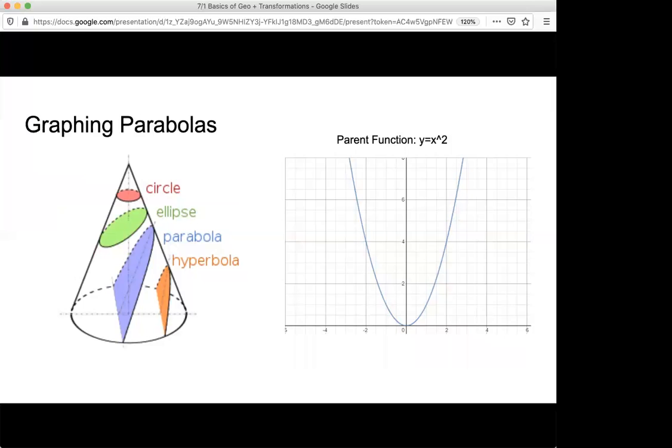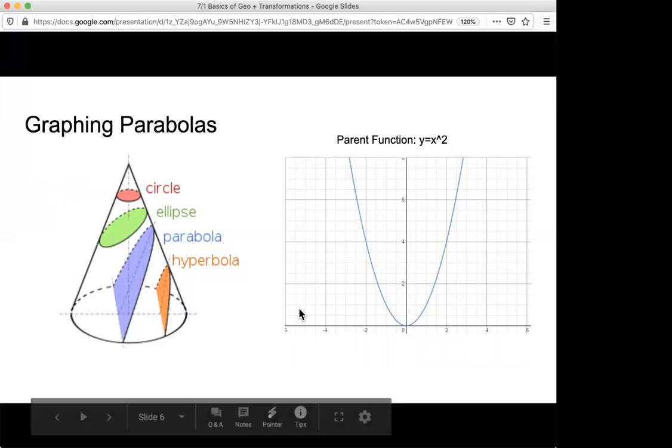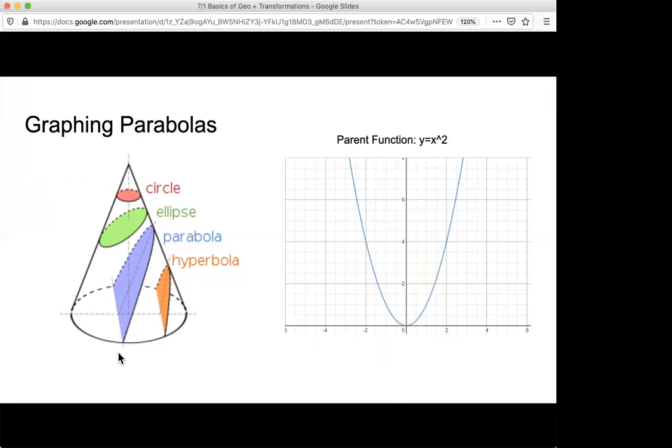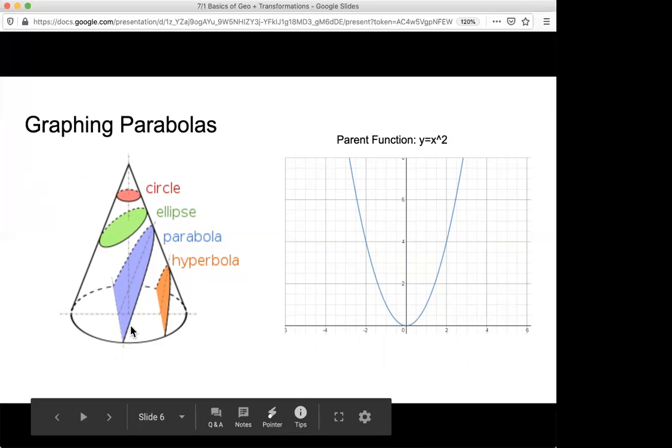Next would be graphing parabolas. When you slice this, I'm having a brain fart. When you slice this. Yeah, so yeah.